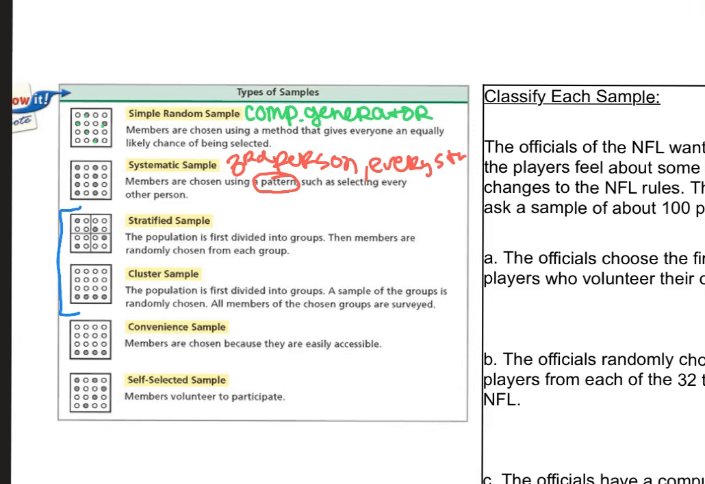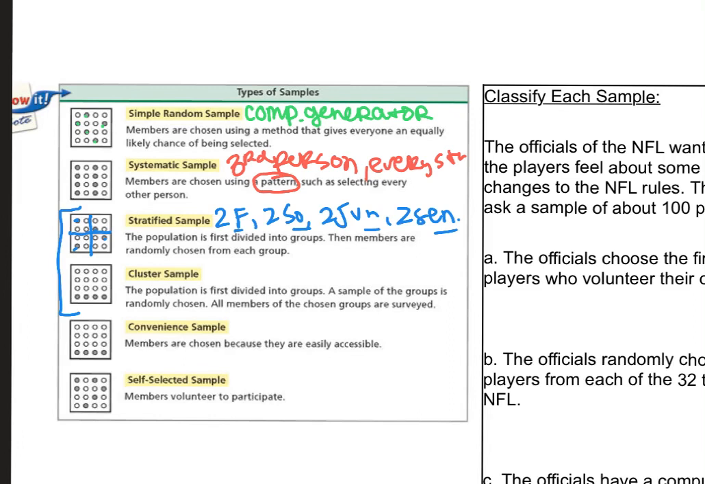Stratified is me taking one big group and dividing it into multiple groups, and I'm picking a couple from each group. So that's like me picking 2 freshmen, 2 sophomores, 2 juniors, and 2 seniors. I'm splitting Norcross into freshmen, sophomores, juniors, and seniors, and I'm picking a couple from each class. The next one is cluster.